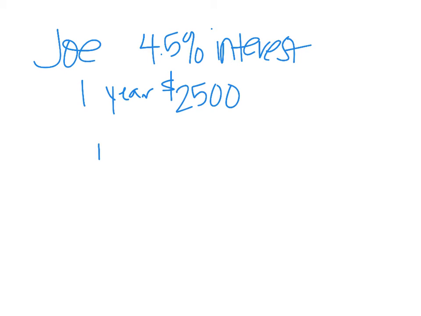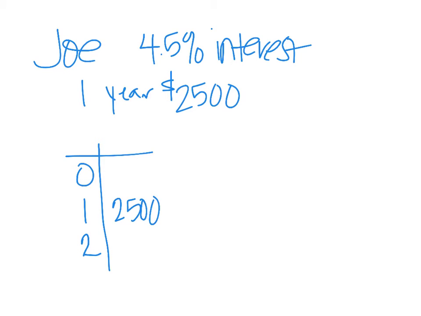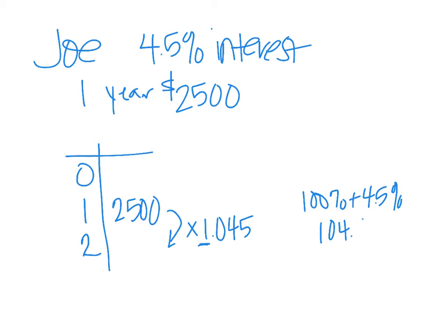First thing I'm going to do is make a table of values of what I know. I do not know how much he started with, so I'm just going to put after 0 years, I'm not sure. But after 1 year, I know he has $2,500. Now if I wanted to know after 2 years, you guys should know this is exponential growth. So I would have to multiply by 1.045, because he keeps his 100%, plus he gets 4.5% interest. So that's 104.5%, and to change that to a decimal, it's 1.045.